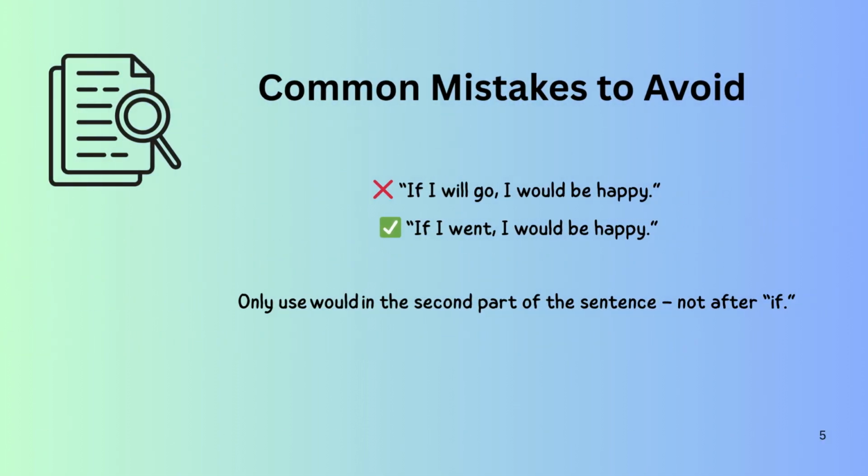Common mistakes to avoid. If I will go, I would be happy. Instead: if I went, I would be happy. Only use would in the second part of the sentence, not after if.